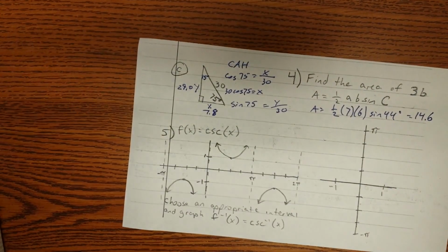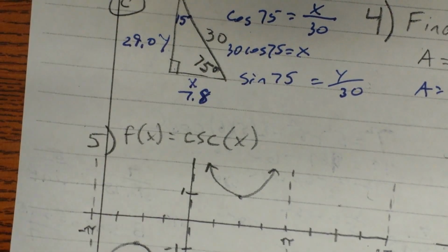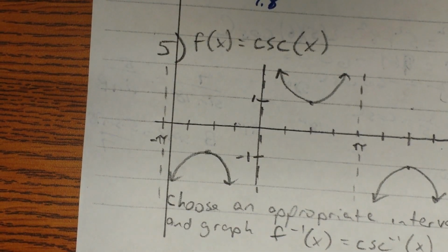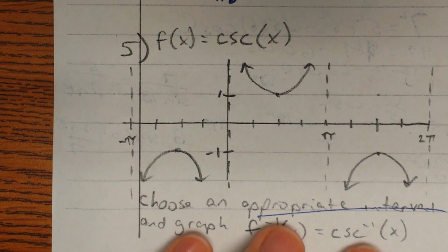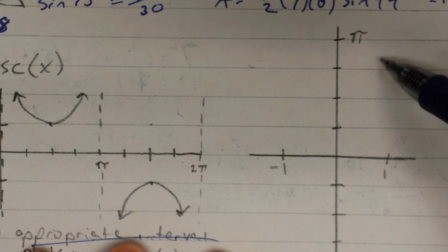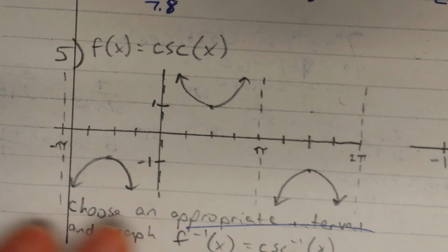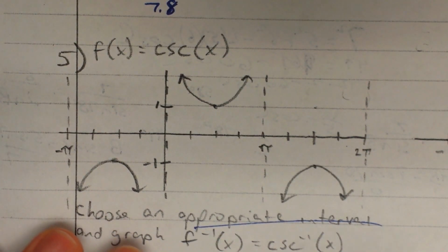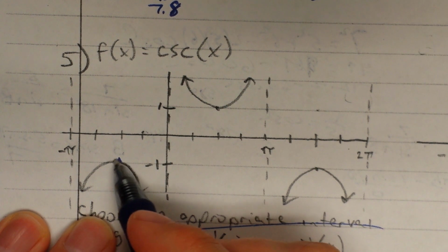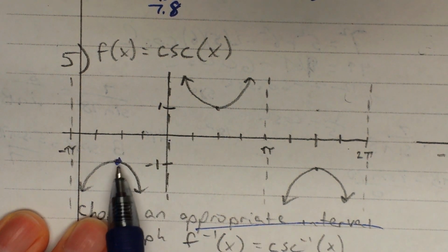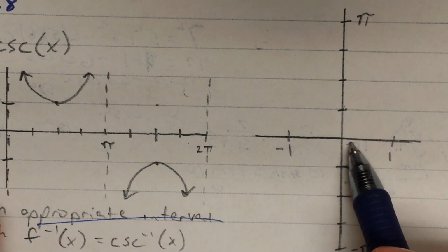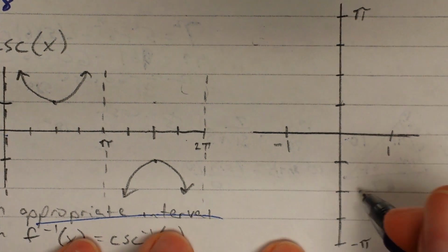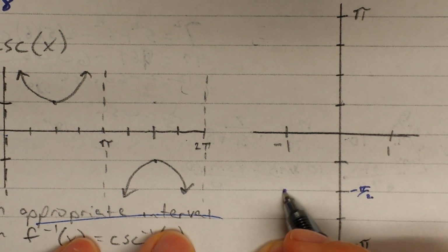Alright, let's do this last one. Now, we start off here with the graph of cosecant. So what we want to do is find an appropriate interval so that when we graph the inverse, we're going to get a function. So it should pass the vertical line test. So recall, when you're graphing an inverse, you take points, say this point right here, negative pi over 2, negative 1, and then you switch the x and the y values. So that would be like negative 1, negative pi over 2, which would be this point right here.